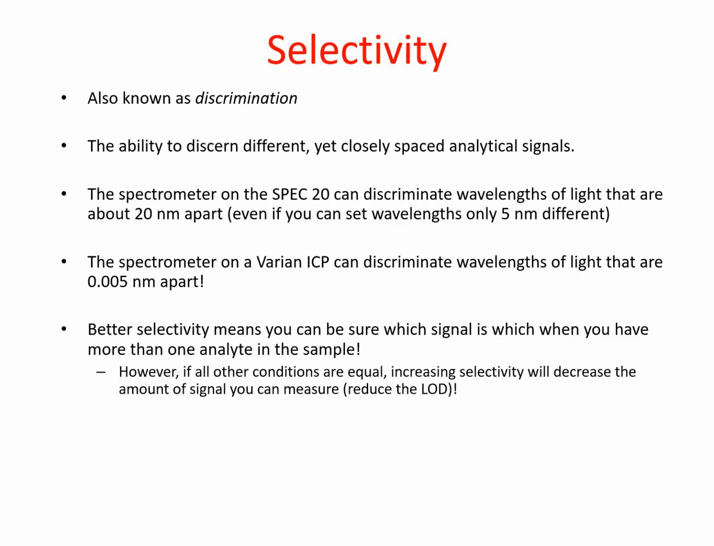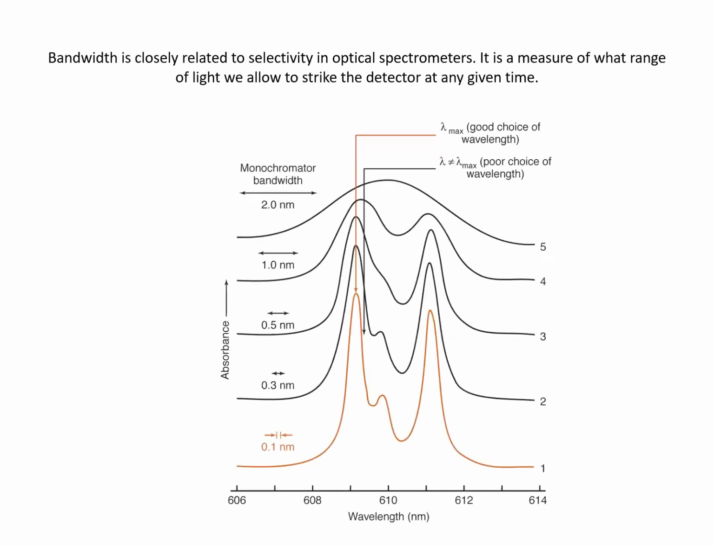However, if all other conditions are equal, increasing selectivity, because you are discriminating the wavelengths, will decrease the amount of signal you can measure. And that will reduce the limit of detection. So as an example, this is an example here from Harris, Quantitative Chemical Analysis by Daniel Harris.